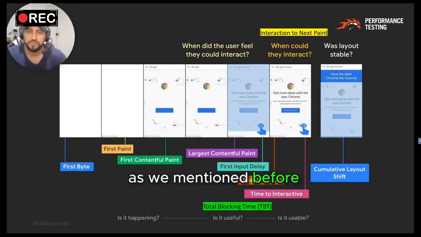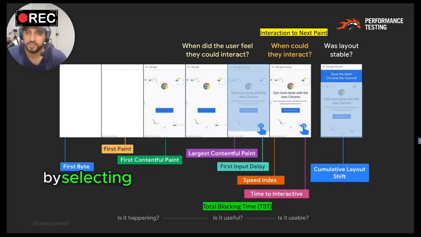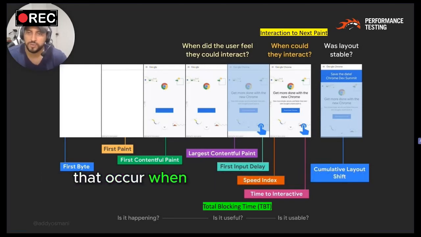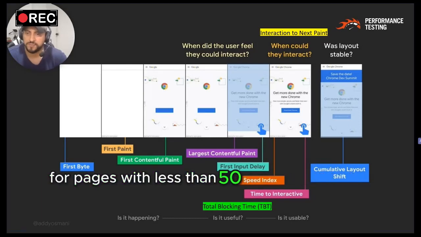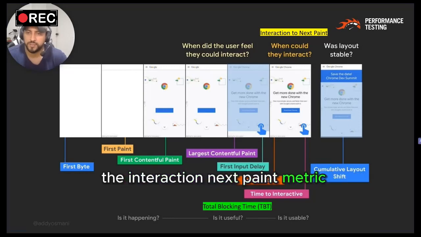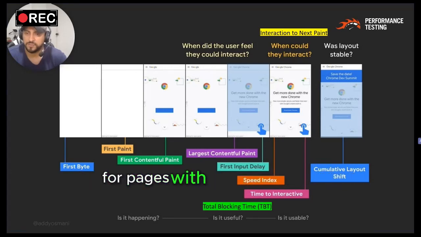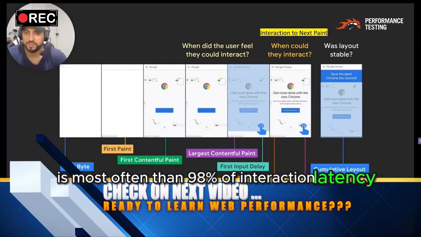As we mentioned before, Interaction to Next Paint is a new metric that aims to represent the page's overall interaction latency by selecting one of the single longest interactions that occur when a user visits your page. For pages with less than 50 interactions in total, the Interaction to Next Paint metric is the interaction with the worst latency. For pages with many interactions, it is most often the 98th percentile of interaction latency.